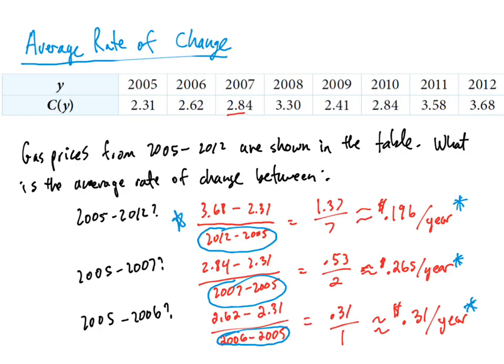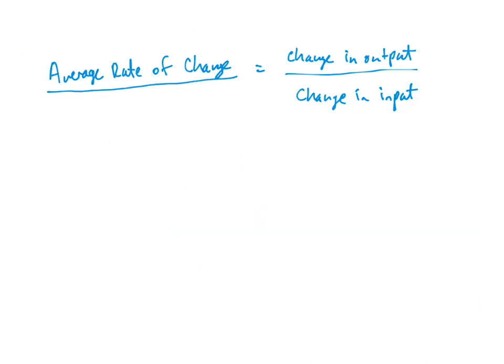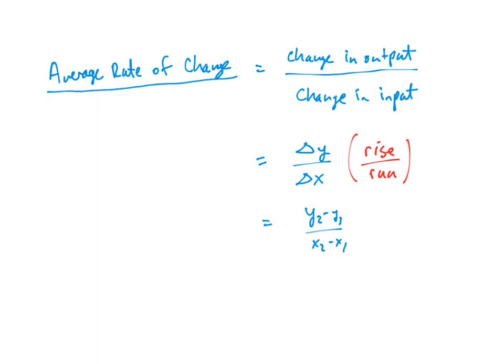What we saw on that previous slide was the output was the cost, the input was the year. So we did the change in the output divided by the change in the input. Another way of thinking about that is the change in the y value divided by the change in the x value, if we're thinking about something graphically. Sometimes this is also described as rise over run. So y sub 2 minus y sub 1 over x sub 2 minus x sub 1. That's just our slope equation.